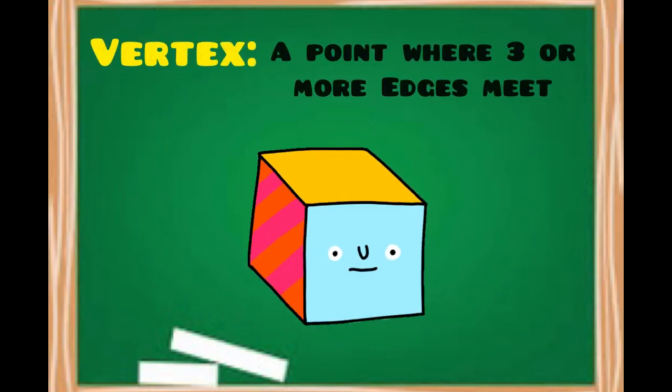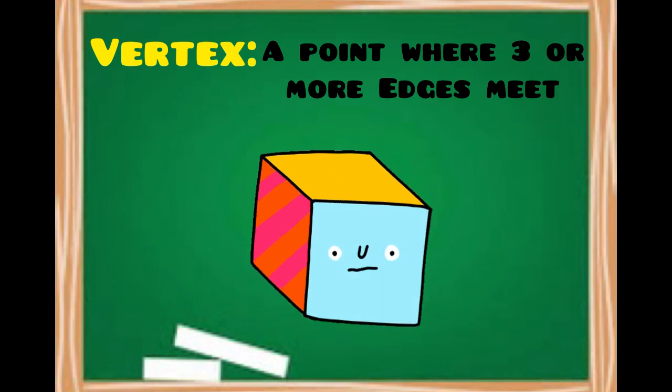A point where three or more edges meet is called a vertex. So these corners are the various vertices of the cube.